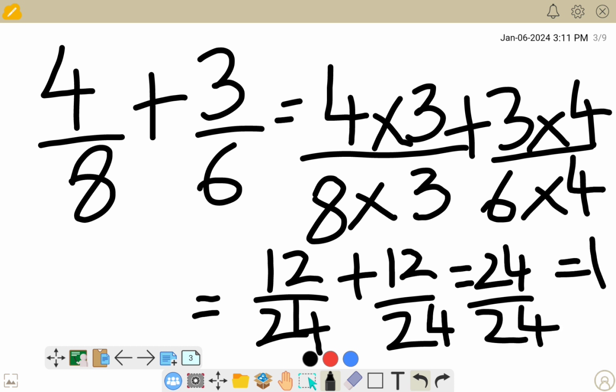Let's check. Did we make any mistake? I don't think so. Because 4 by 8, when simplified, we get 1 by 2. 3 by 6, simplified, we get 1 by 2. So 1 by 2 plus 1 by 2 is 1 whole. So here we basically took the LCM, which is 24, and 12 by 24 plus 12 by 24 is 1.